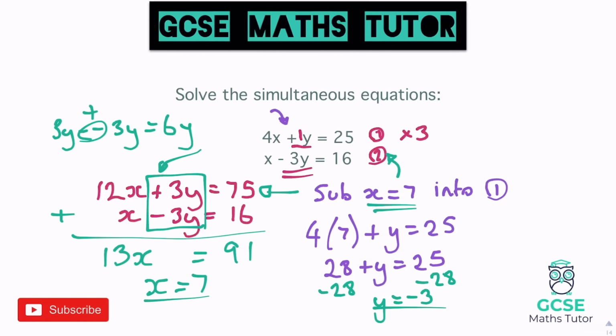So let's have a think. If I did sub it into equation 2, we'd have had 7 take away 3y equals 16. It doesn't seem as nice here, because when we take away 7 we have negative 3y equals 9, and then when you divide by negative 3, 9 divided by negative 3 is negative 3. So we could have solved it in that equation as well, but I've opted to go for the easier one there.